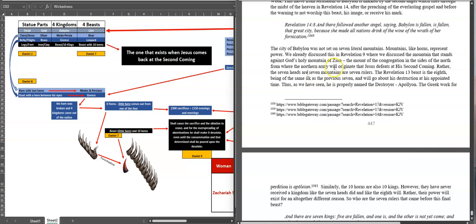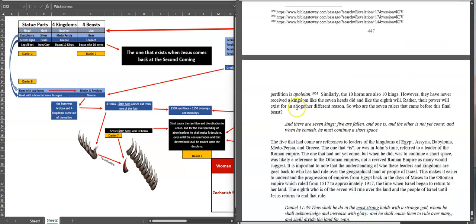Rather, the 7 heads are 7 mountains are 7 rulers. Those are the same things. They are synonymous terms, rather. The Revelation 13 beast is the 8th, being of the same ilk as the previous 7, and will go about his destruction at his appointed time. Thus, as we have seen, he is properly named the Destroyer, Apollyon.